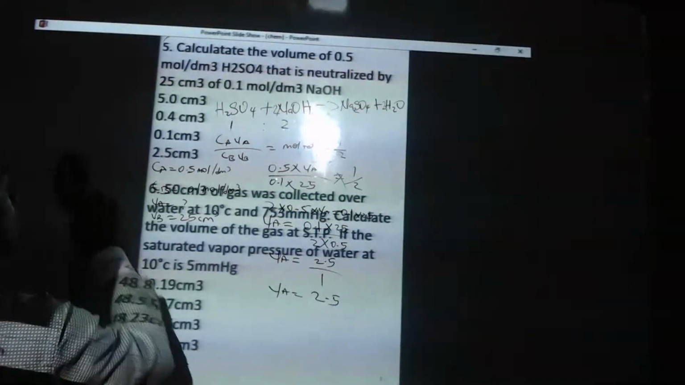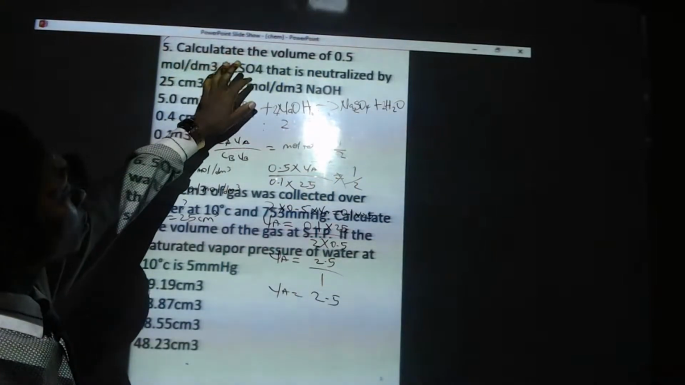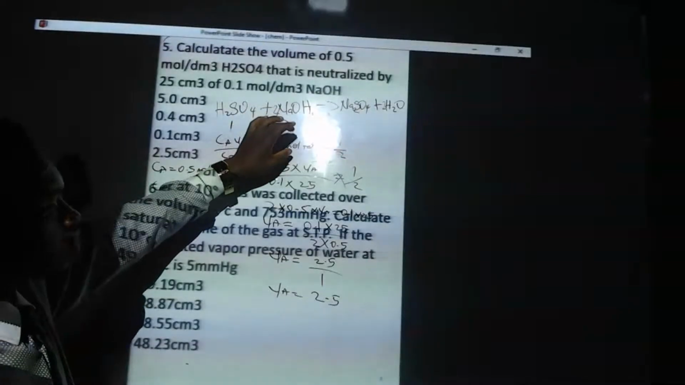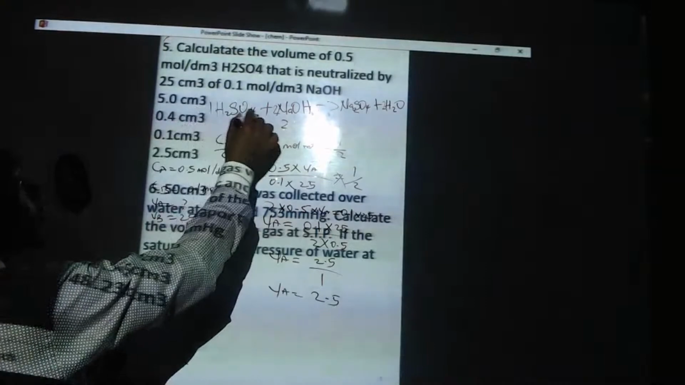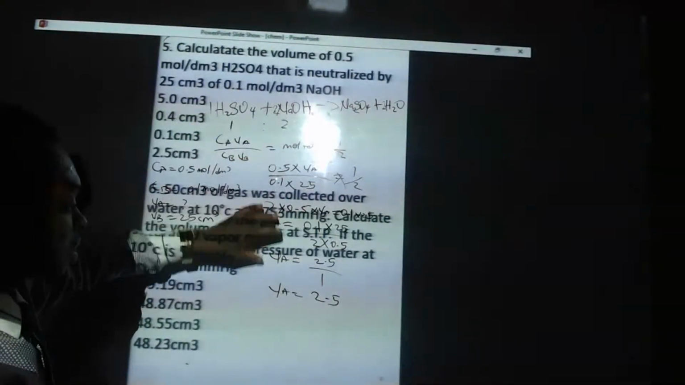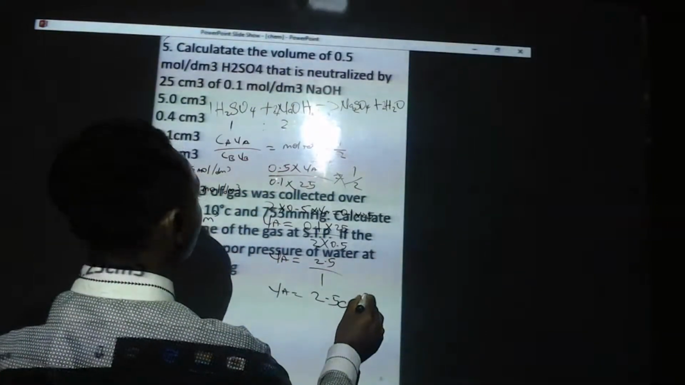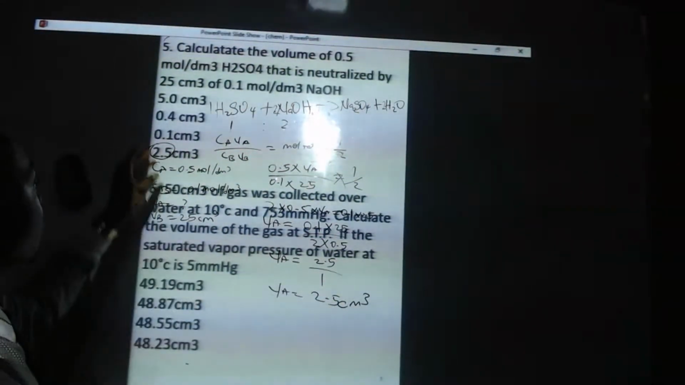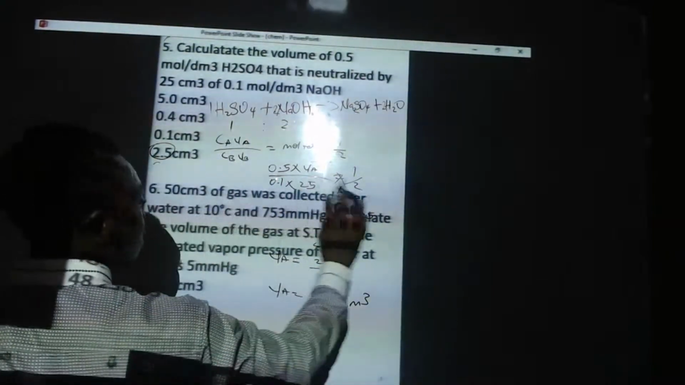Okay, you see how we solved it. The question said calculate the volume of 0.5 mole per dm cube of sulfuric acid that is neutralized by 25 cm cube of sodium hydroxide. Because of the mole ratio, using this equation, you just have one atom here, 2 atoms here, so that's 1:2. When you're able to do that, the volume is 2.5 cm cube. So that's how we're able to get this answer, 2.5 cm cube. Very, very easy.